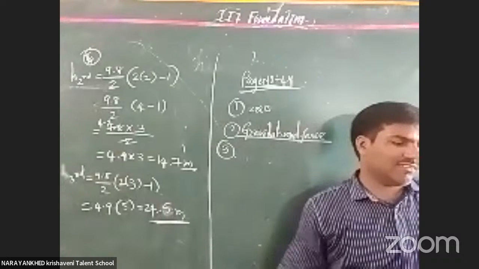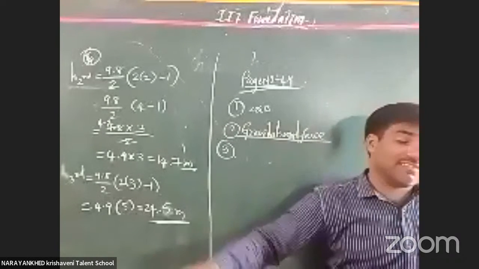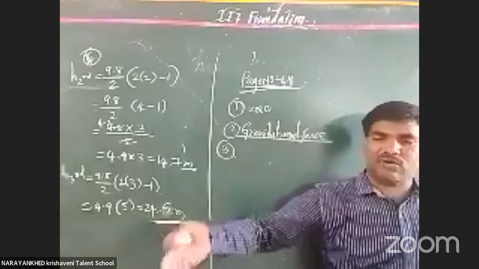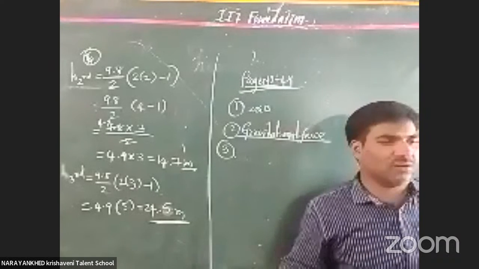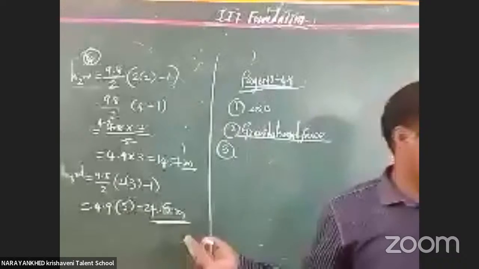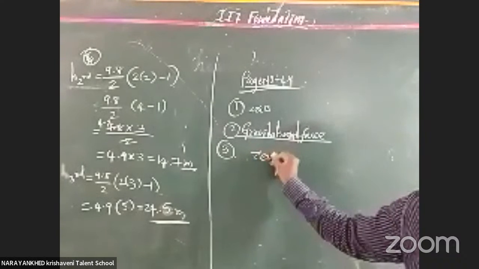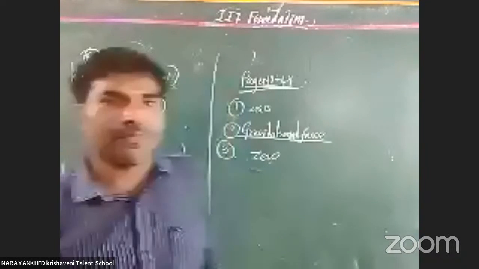The body strikes the floor vertically with the velocity u. They said it rebounds at the same velocity. Initial velocity is equal to final velocity. Is there any velocity change? No. There is no change in velocity. Velocity change is 0. The third answer is 0. Again, fourth.